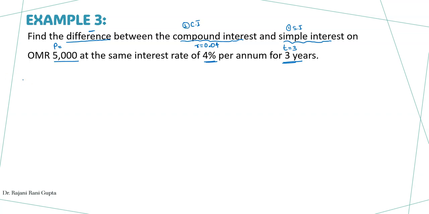Okay. So let's start with the simple interest as it is easier to find. Simple interest is given by P times R times T. P is 5,000 times R is 0.04, T is 3. On simplification, what you get is 600 riyals. Okay, this is the interest. Second, find the compound interest.